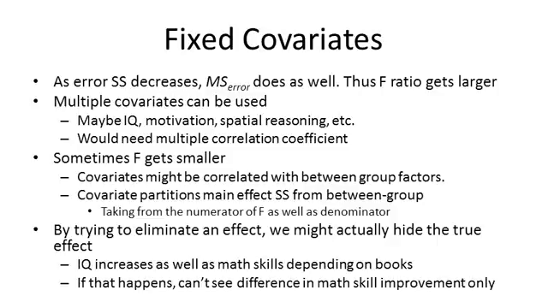If the covariate that you include is not actually correlated with the between group factors, then what ends up happening is that the covariate partitions the main effect SS from the between group. Basically it's taking away from the numerator portion of the F, which means that you end up losing power in your experiment. So by trying to eliminate an effect, it's actually possible that we could hide the true effect. So maybe IQ increases as well as math skills when you're using those books. If that happens, then you can't actually see the difference in the math skill improvement only because you're including the IQ.